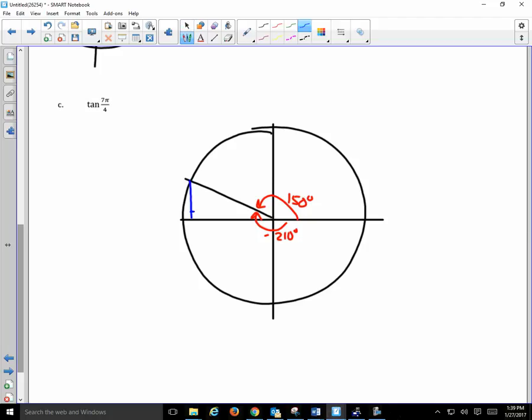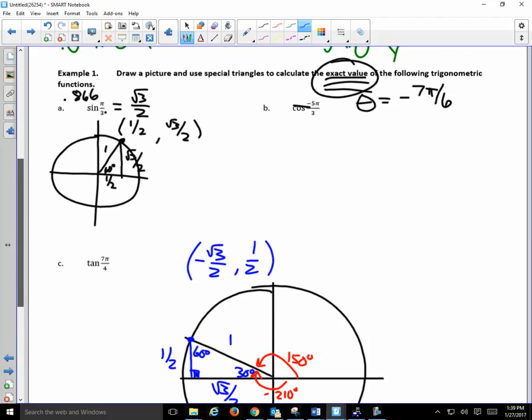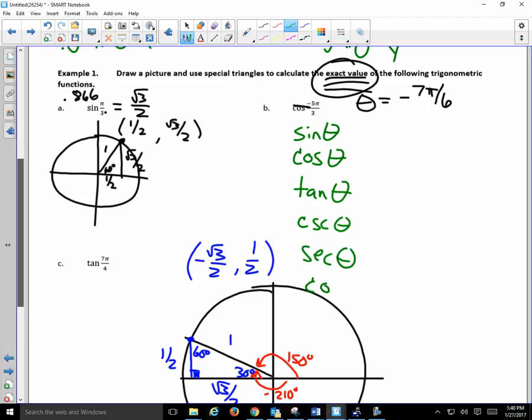So I have, very good, a 30, 60, 90. Length of my radius is 1. So what do I have now? Yep. So what's my terminal point? Negative root of 3 over 2, 1/2. So if I want to list all 6 of these, let me do the sine of theta, the cosine of theta, the tangent of theta, the cosecant of theta, secant of theta, and cotangent of theta.